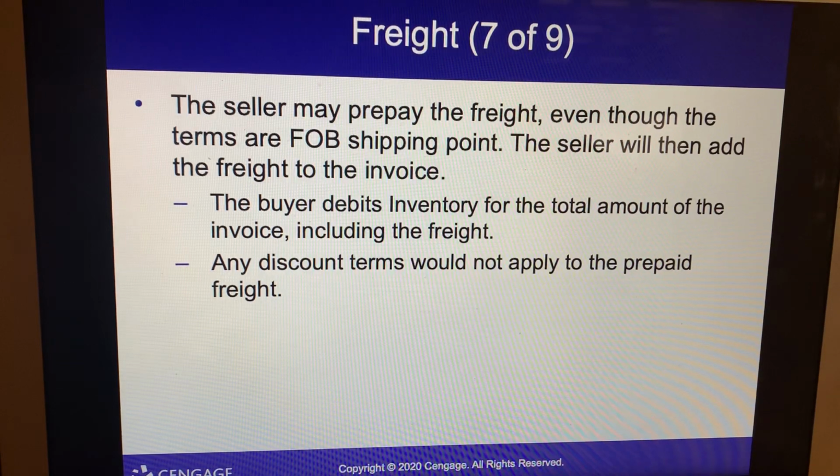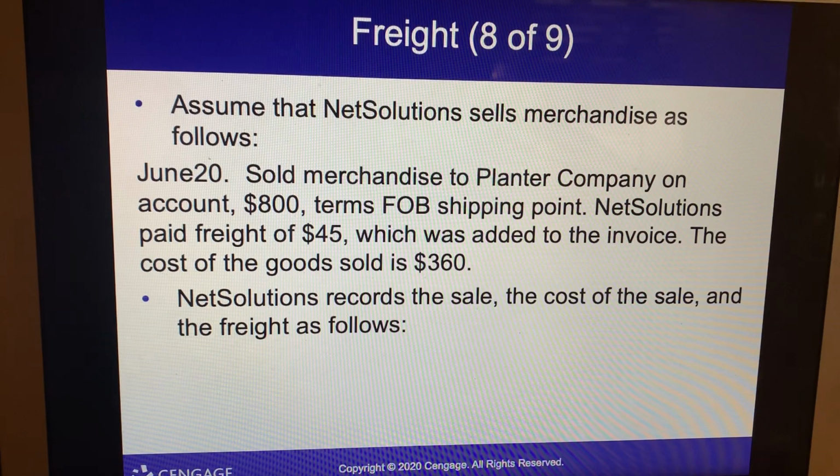The seller may prepay the freight, even though the terms are FOB shipping point. The seller will then add the freight to the invoice. The buyer debits inventory for the total amount of the invoice, including the freight. Any discount terms would not apply to the prepaid freight. So here's an example. Sold merchandise to Planter Company on account, $800, terms FOB shipping point. Freight is $45 and is added to the invoice, and COGS is $360.